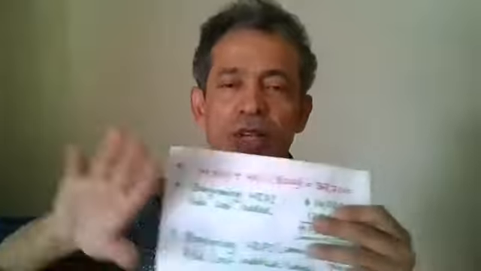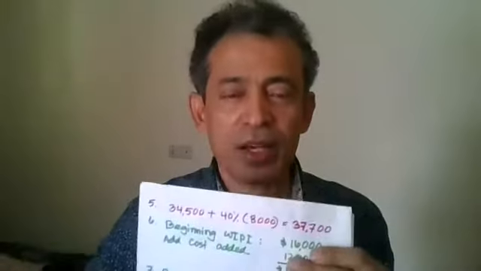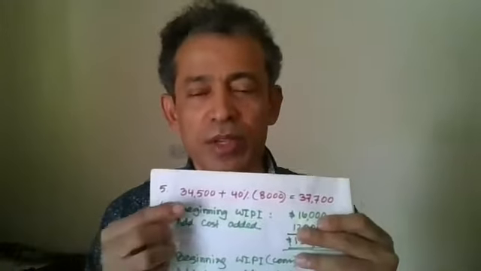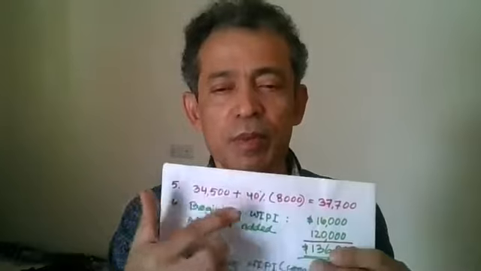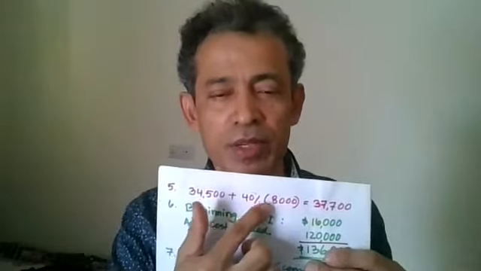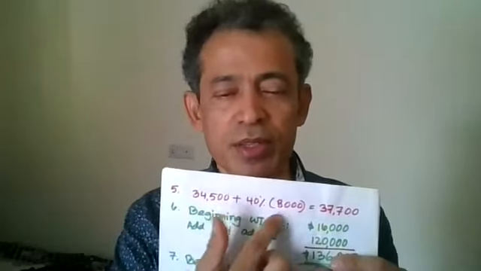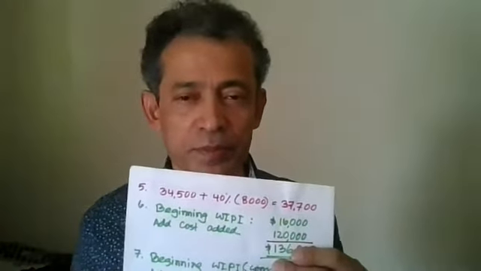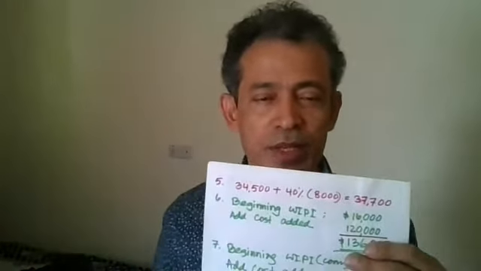So everything that's transferred to the next department or to finished goods, plus the equivalent units of the ones that you have. So 34,500 plus 40% of 8,000. This is 3,200, so this makes it 37.7. All right, 37.7.